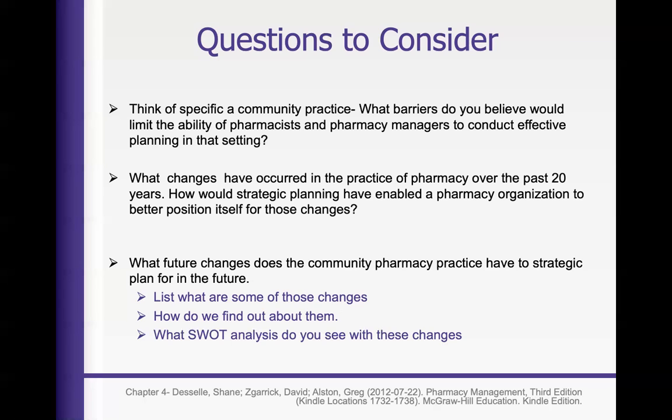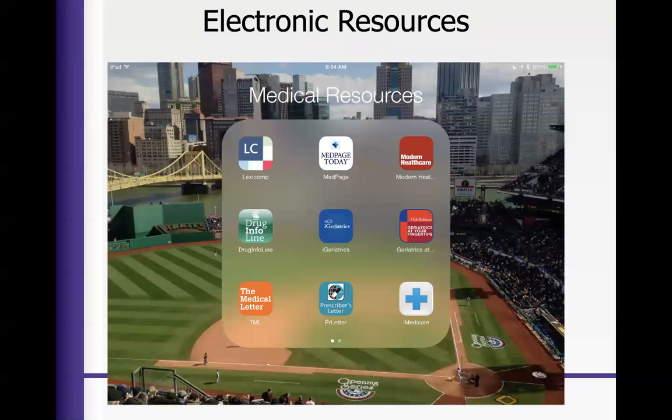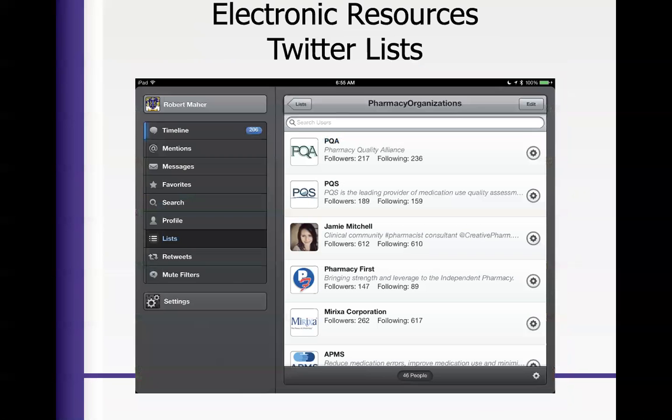And I'm going to go over your assignment, but these are some questions you're going to ponder in your assignment. You're going to list some of those changes. How do we find out about them? And a SWOT analysis on those. I leave you with these last two slides of you also want to develop your own way of how do I learn about things. Traditionally, when we work in a pharmacy, we have our drug information resources to keep us up to date on our drugs, what's happening with drug therapy. And that is important too, because sometimes our strategic planning might be focusing on a disease state, but we also should be up to date of what's happening in the industry.